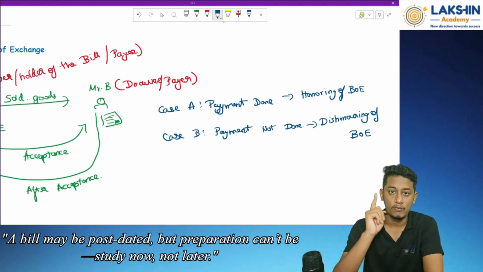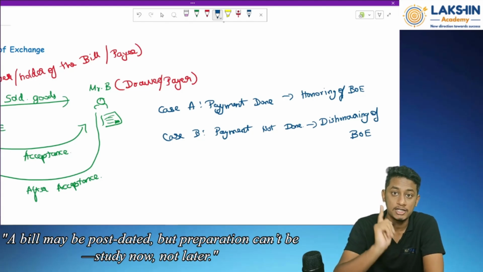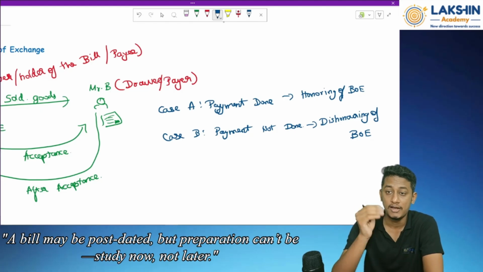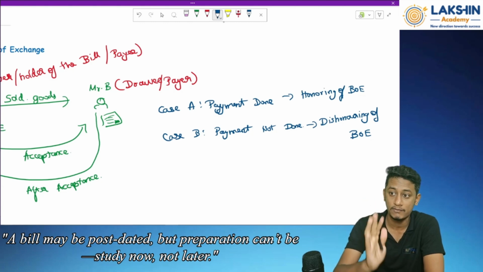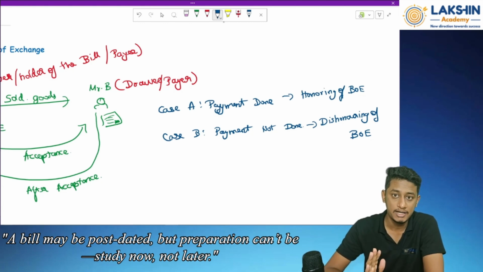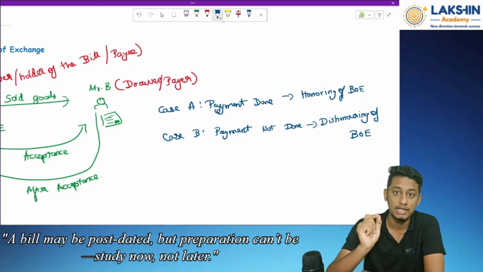Clear? So whenever I say the bill was honored, that means the payment has been done on time. And whenever I say the bill has been dishonored, that means on the due date of the bill, that is after 3 months in my example, the payment is not done on time. When the bill was due for payment, if the payer is not making the payment, in that case it is called dishonoring of the bill of exchange. Clear?